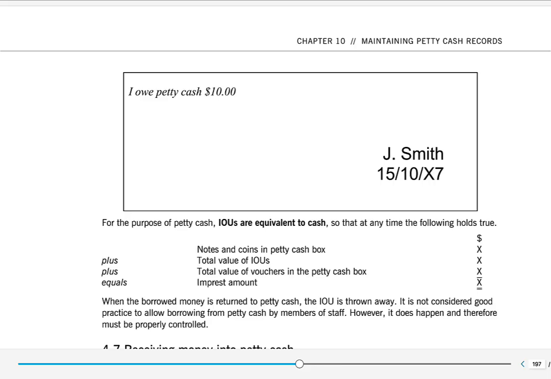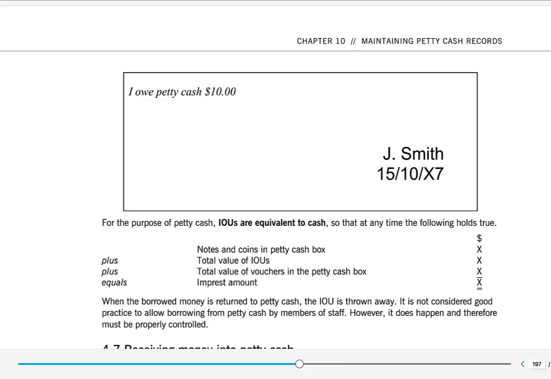An IOU is a personal promise. A petty cash advance is an official business process. They are not the same. Very simple comparison for students. Let us make it extremely clear. Allowed situation: advance for business expense. Example, cash needed to buy supplies for the office. Control: voucher, plus authorization, plus receipt later.